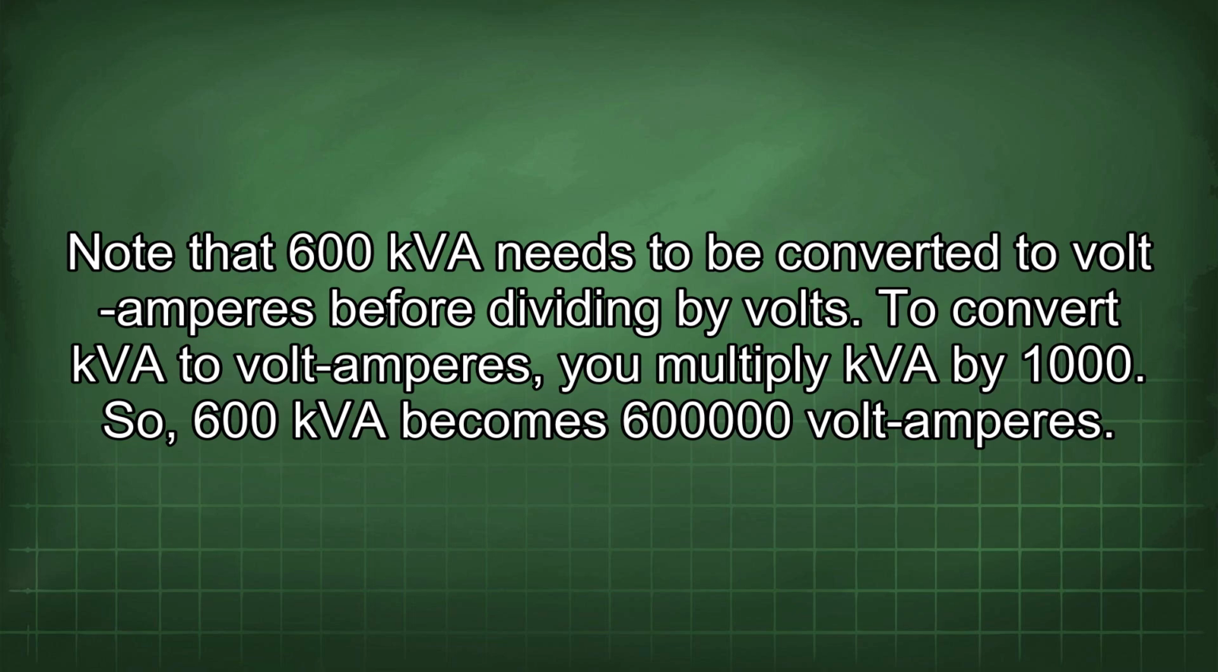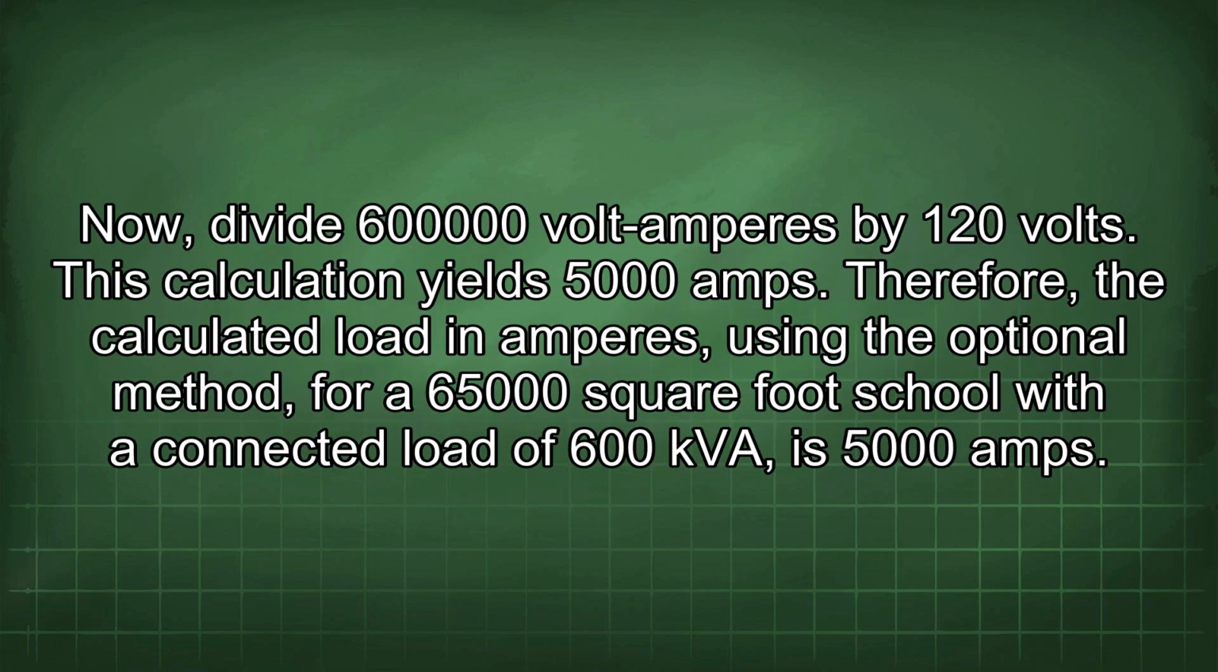So, 600 kVA becomes 600,000 volt amperes. Now, divide 600,000 volt amperes by 120 volts. This calculation yields 5,000 amps. Therefore, the calculated load in amperes, using the optional method, for a 65,000 square foot school with a connected load of 600 kVA, is 5,000 amps.